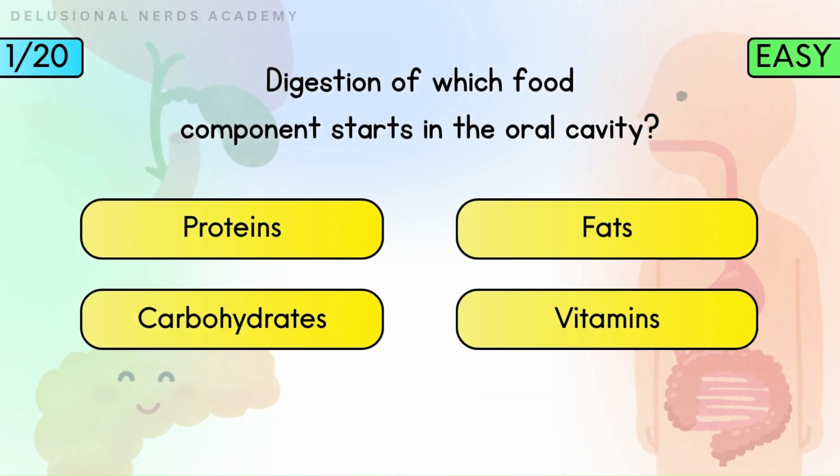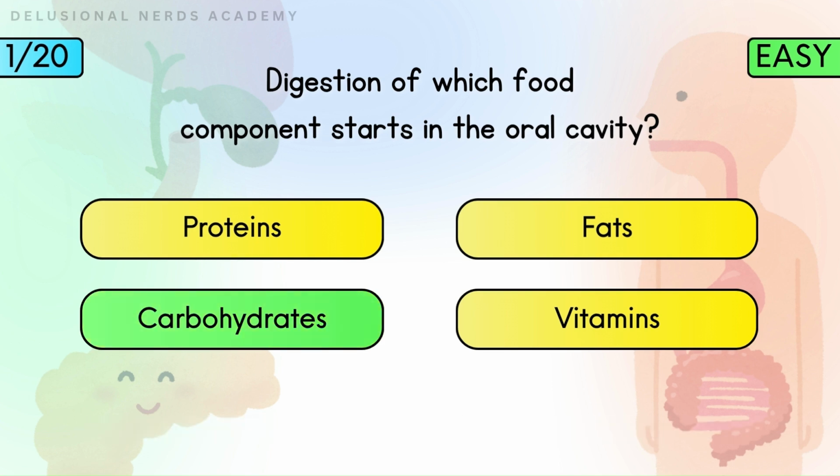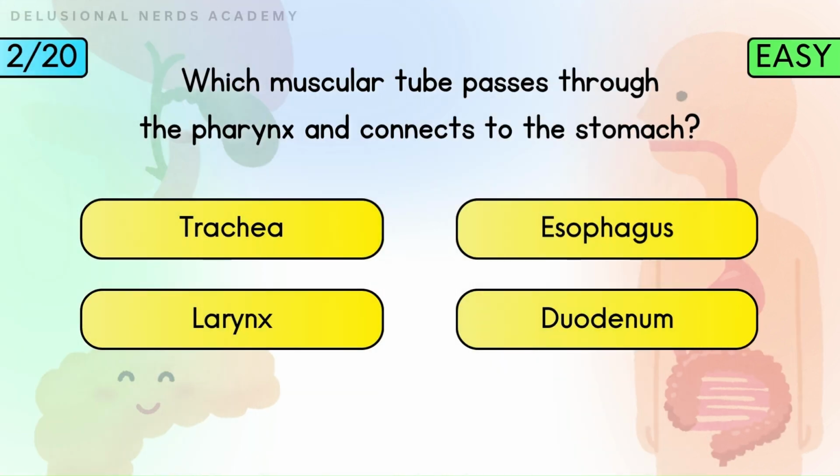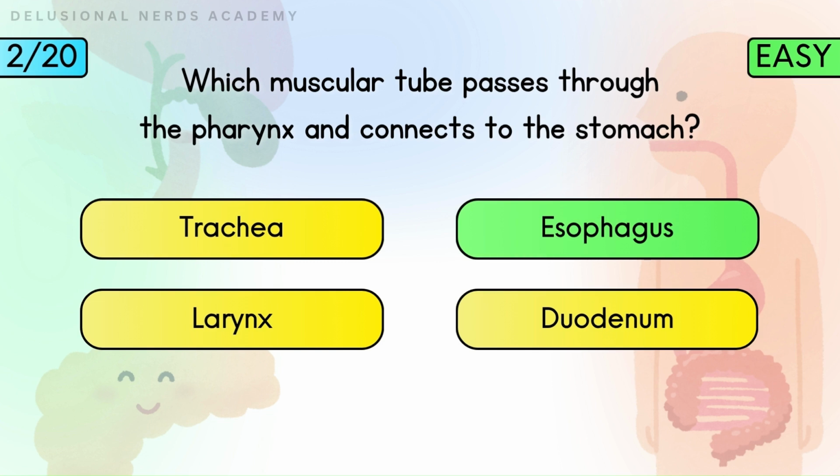Digestion of which food component starts in the oral cavity? Digestion of carbohydrates begins in the oral cavity. Which muscular tube passes through the pharynx and connects to the stomach? The esophagus is a muscular tube that carries food from the pharynx to the stomach.